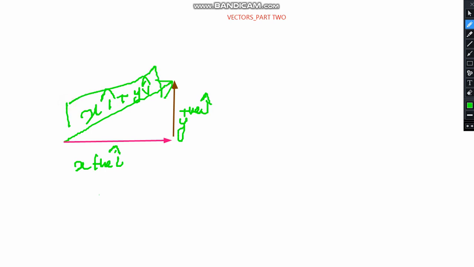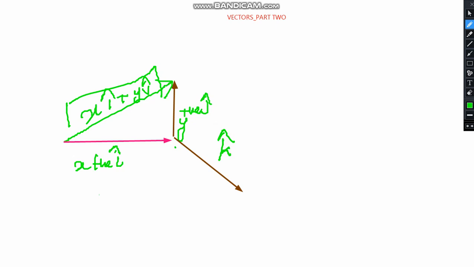Okay, now x i cap plus y j cap is basically this vector. That's how we describe a vector. There's also another thing which is called k cap. K cap is basically coming outwards or inwards, pointing towards us. I can't draw this because it's two-dimensional. Vectors are mainly three-dimensional, especially for k cap. This is what we call k cap.